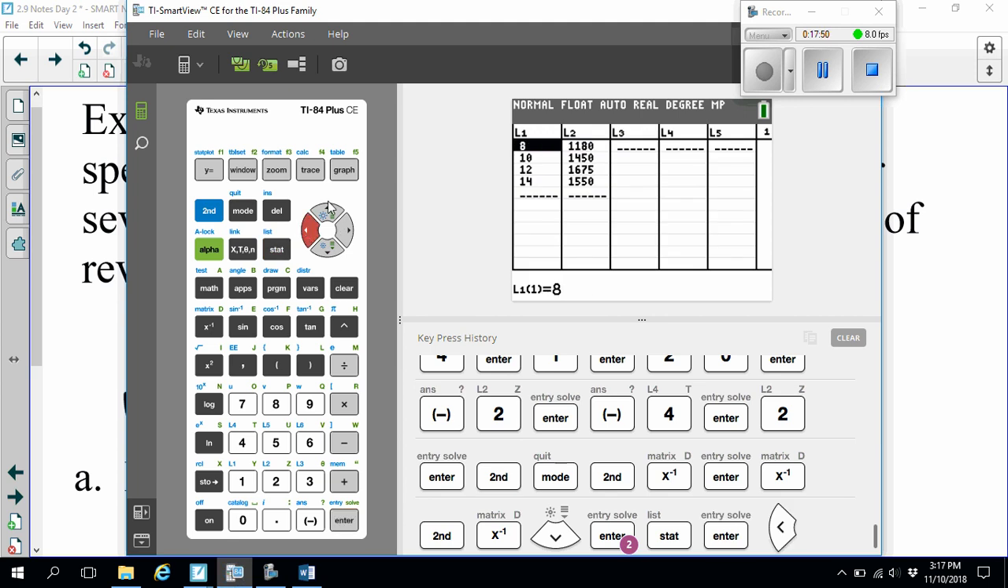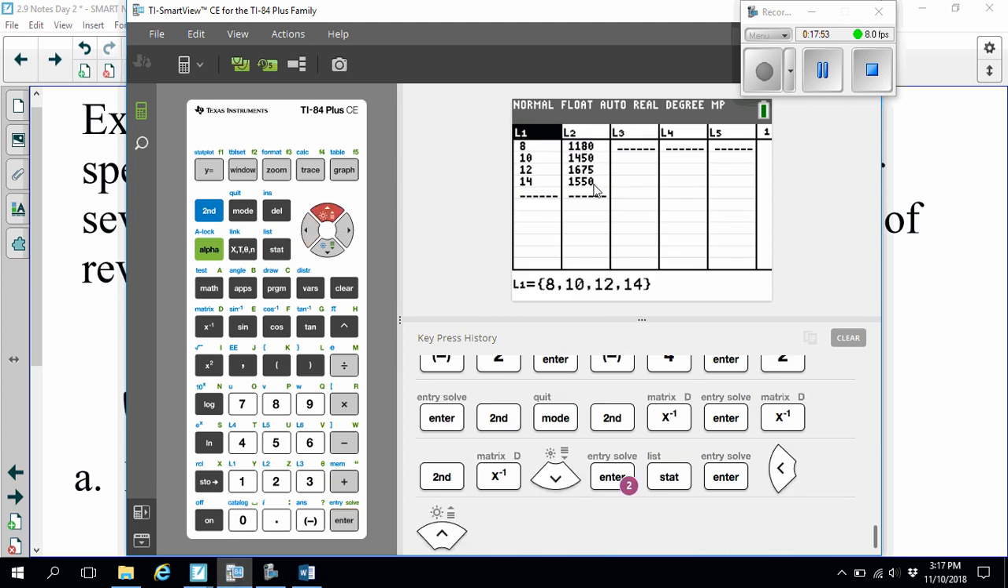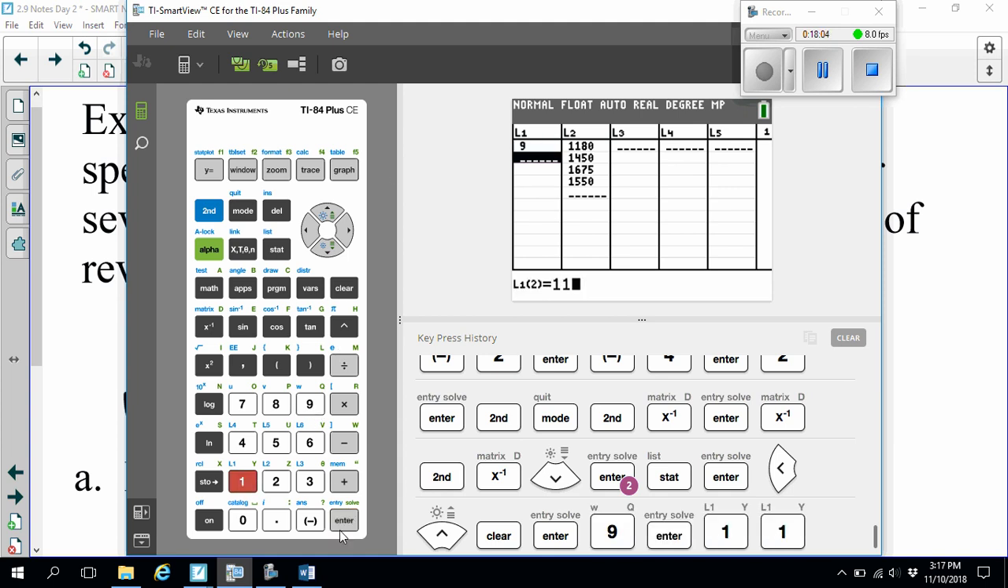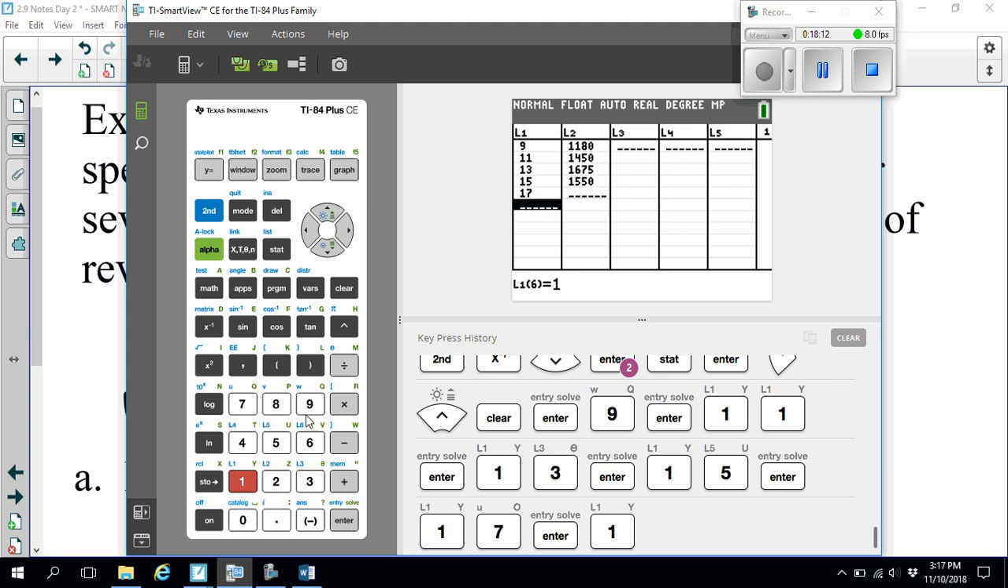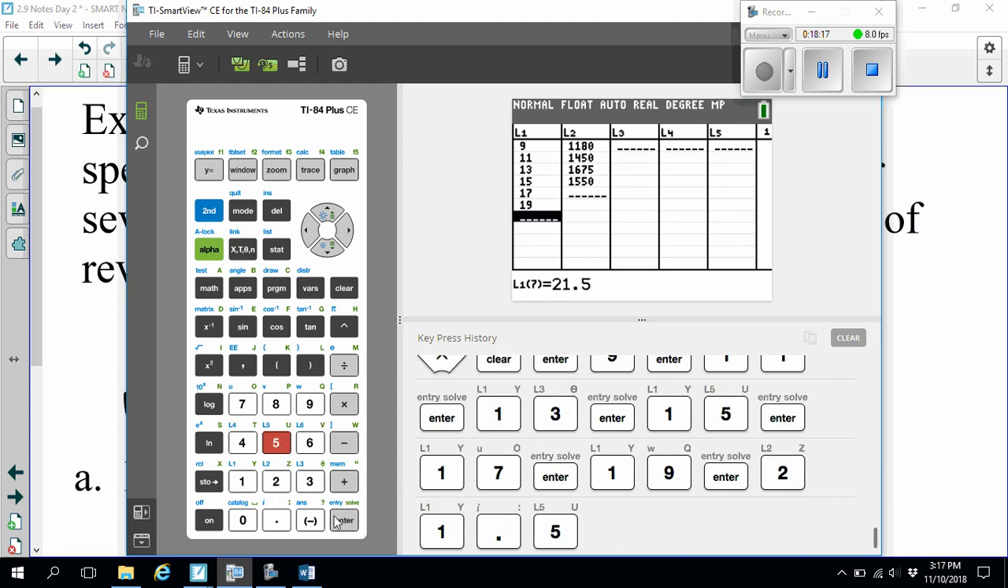So here, remember, if you want to get rid of some values you have here, you can press clear and enter. You want to make sure that your L1 or L2 is highlighted when you do that. So our x values here are 9, 11, 13, 15, 17, 19, and 21.5. Now, all you have to do so these values get into here is press enter after each value.